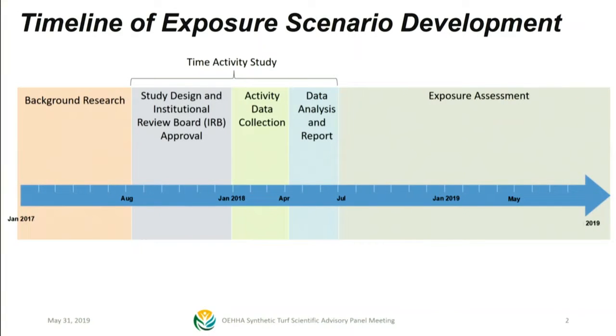So here shows a timeline of the exposure scenario development. This little line shows where we are today. So we're here at this meeting. We're gonna discuss how the data we gathered will be used. A little background on the study: OEHHA collaborated with UC Berkeley and the University of Arizona to conduct the study with IRB-approved study protocols and designs. Data was collected from soccer players via a survey and videotaping in late 2017 to early 2018. The reports from those studies can be found in the meeting materials appendix, where they have more information on the protocols that were used and more information about the data itself.